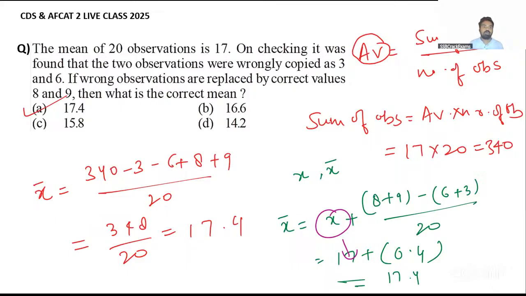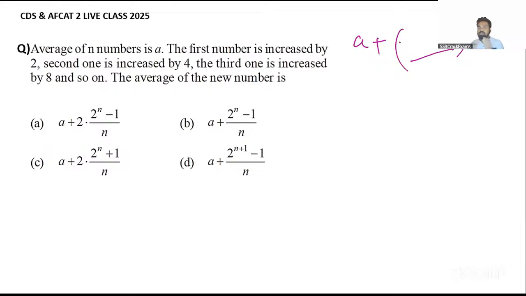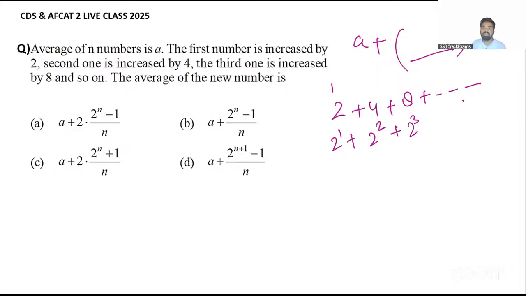So in this question also, we already have the average of n numbers as A. So just keep A aside. We need to find the average of the increments only. The increment is 2, second by 4, third by 8, and so on. So the total number is n. It is 2 raised to power 1, 2 raised to power 2, 2 raised to power 3, up to n, which is 2 raised to power n. The total number is again n.